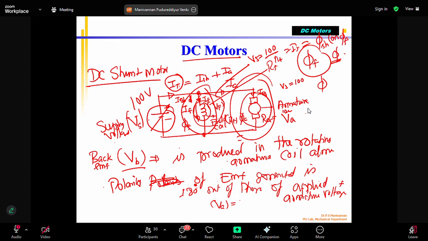But in the armature, V net divided by RA is the IA. What is V net? V net equal to V supply minus VB. V supply, this 100, remains constant, but VB varies from 0 to 80. Because of that, the IA varies. So IA is not constant.